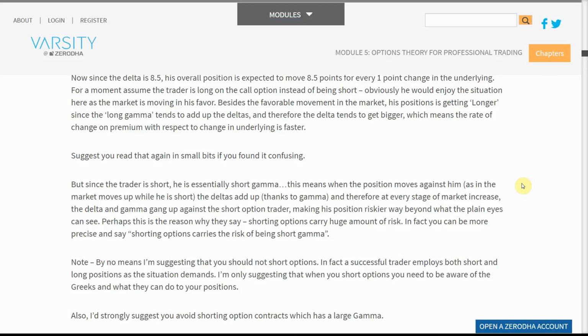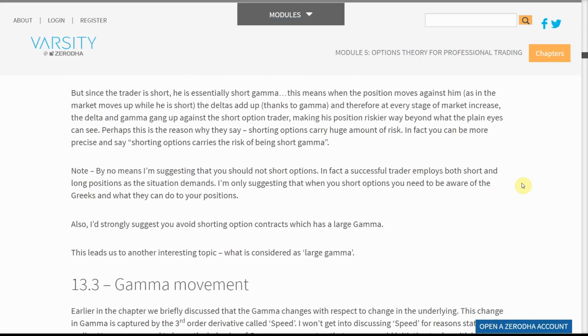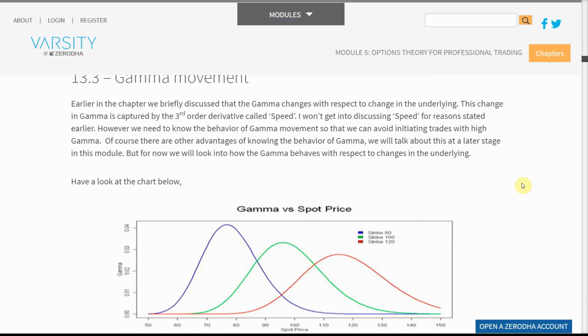13.3 Gamma movement. Earlier in the chapter we briefly discussed that the gamma changes with respect to change in the underlying. This change in gamma is captured by the third-order derivative called speed. I won't get into discussing speed for reasons stated earlier. However, we need to know the behavior of gamma movement so that we can avoid initiating trades with high gamma. Of course, there are other advantages of knowing the behavior of gamma. We will talk about this at a later stage in this module. But for now we will look into how the gamma behaves with respect to changes in the underlying.